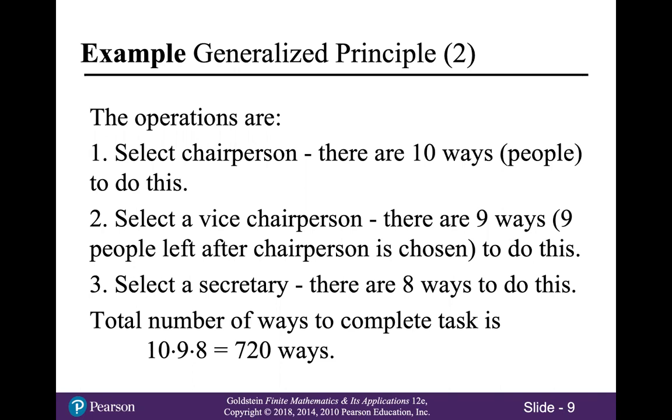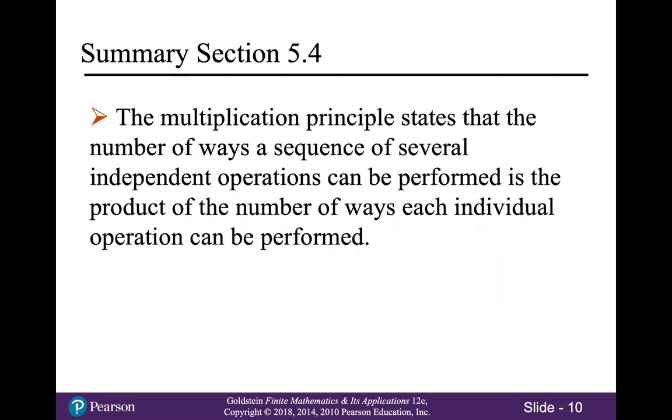And coming up in, I believe, the next section, we will talk about a slightly different way to do this problem. In the meantime, that's going to do it for section 5.4. The multiplication principle states that the number of ways a sequence of several independent operations can be performed is the product of the number of ways each individual operation can be performed.